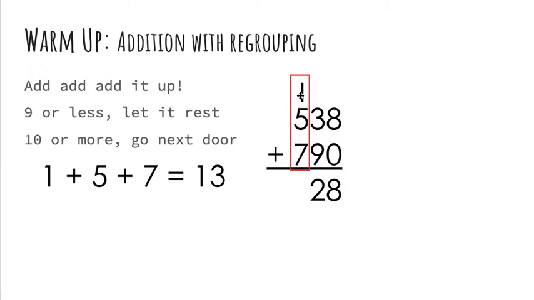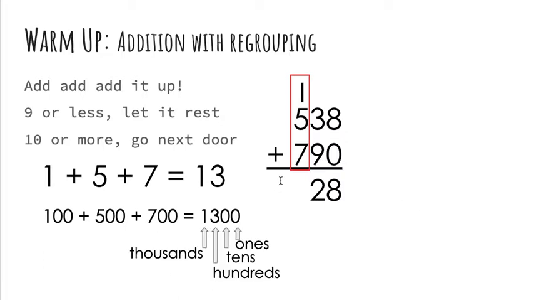But these aren't really 1, 5, and 7. Really, they're each worth that many hundreds. So it's 100 plus 500 plus 700, which is 1,300, or some people would say 13 hundred, all right? So that's the real value of those numbers.